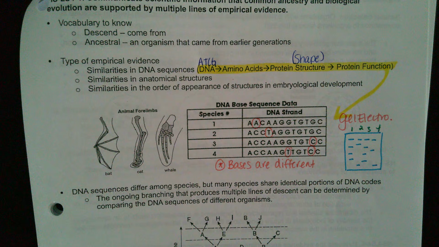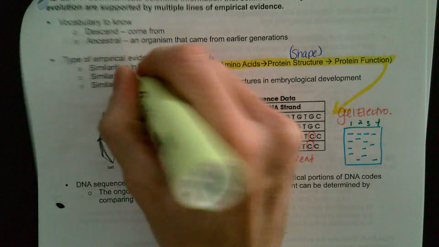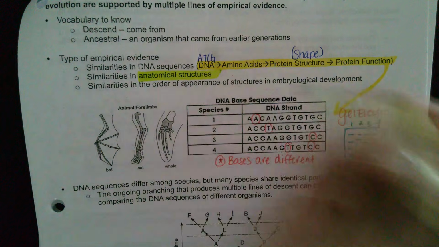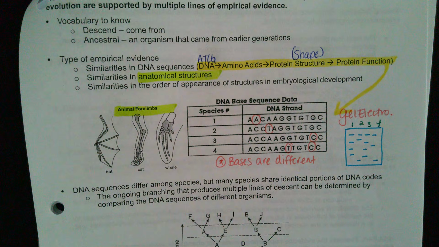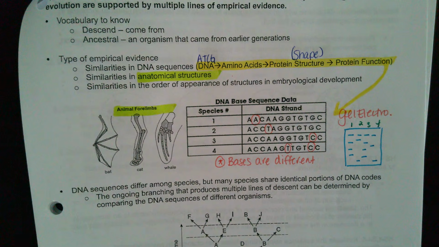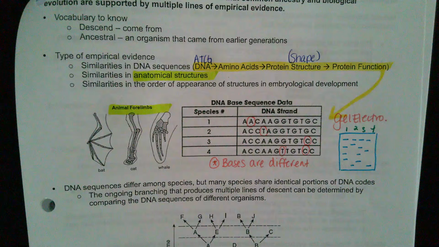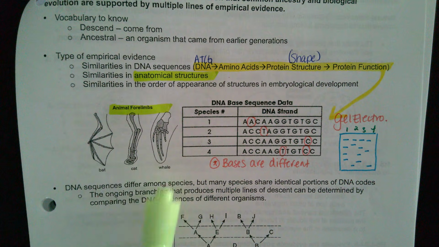The next piece of evidence that you might need to evaluate would be anatomical structures. This image here is representing anatomical structures. It just means body parts, right? Body parts. So here I have a bat, a cat, and a whale. You'll notice these are all extremities. One is a wing, one is a leg, and then one is a fin.